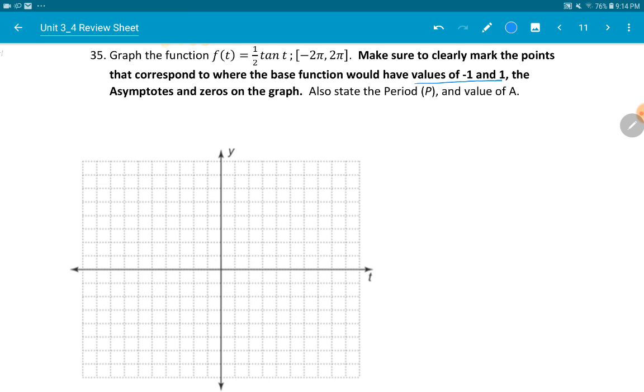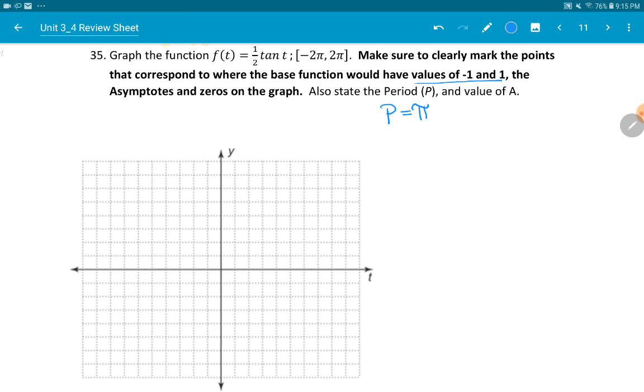So the first thing I'm going to do is find the period. Since b equals 1, our period for tangent is pi. And tangent is centered around the y-axis. So our vertical asymptotes are going to be at half pi and negative half pi to get that period to be pi around the center axis.